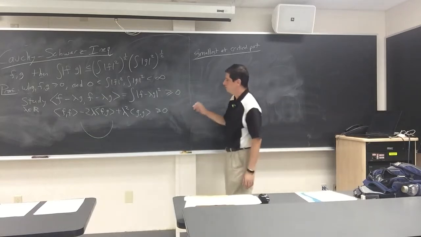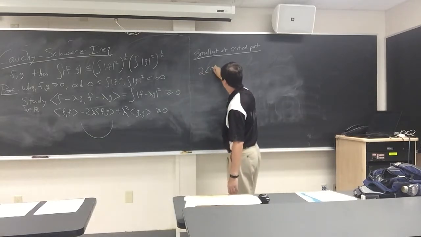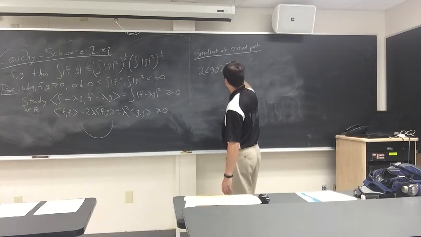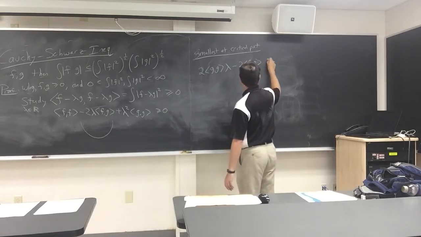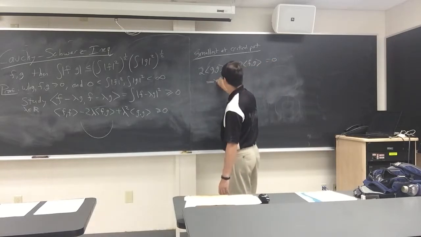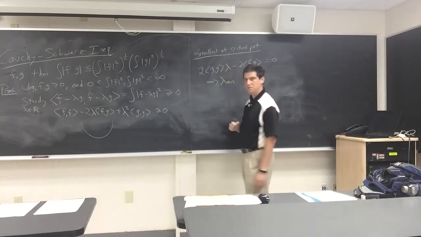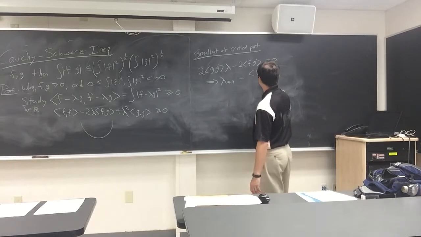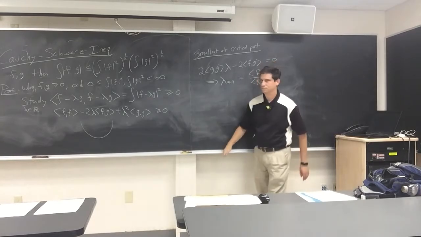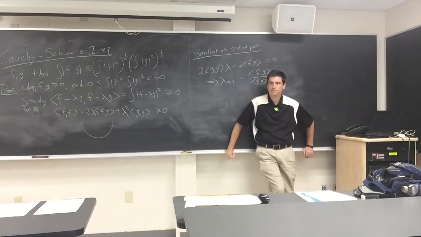All right, so when we take the derivative, we will get 2 g dot g lambda minus 2 f dot g equals 0. Therefore, the lambda that gives us the minimum value is just going to be, the 2's cancel, f dot g over g dot g. So that gives us the smallest value of this quadratic.